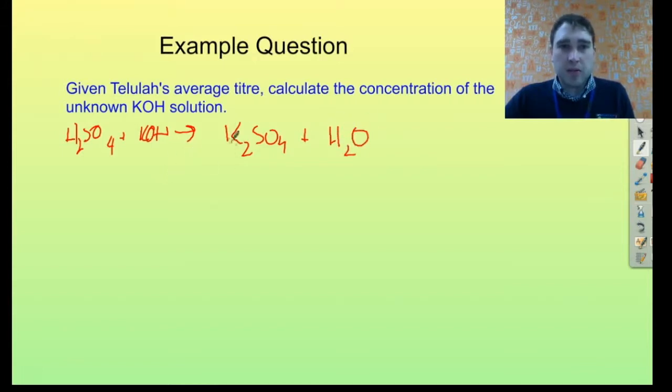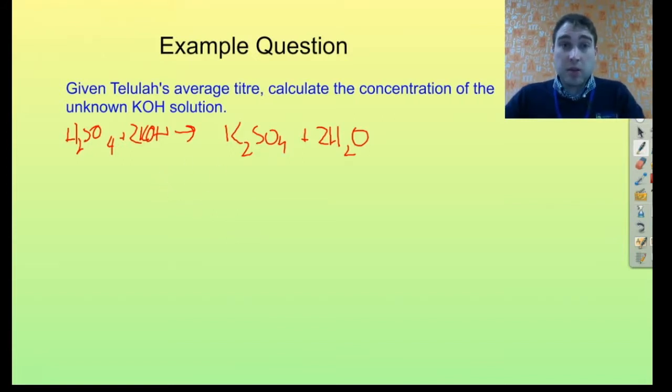Now I've got 2 potassiums here and only 1 potassium over here, so I'm going to double that to balance it out. Make sure the rest works, so 2 Ks, 2 Hs, 1, 2, 3, 4 Hs, so I'm going to need to have 2 water molecules as well. Alright, so now we can write down what we know.